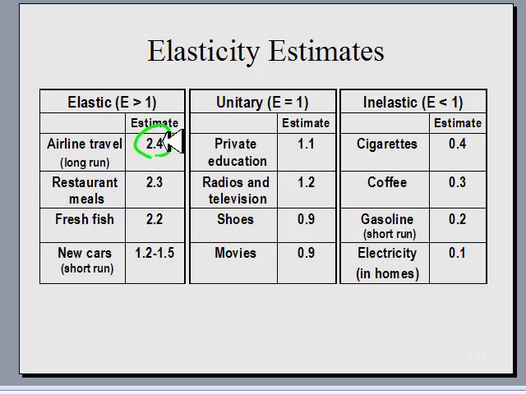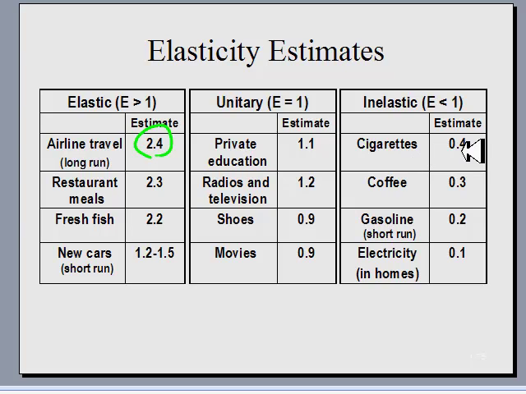That is true for restaurant meals, at 2.3. A 1% change in price will affect the demand by 2.3%. Fish and new cars are somewhere between 1.2 and 1.5. Unitary elasticity means it's the same: every 1% change in price gives the same percentage change in demand. Basically it's close to 1. Your shoes, movies, education, and so on.